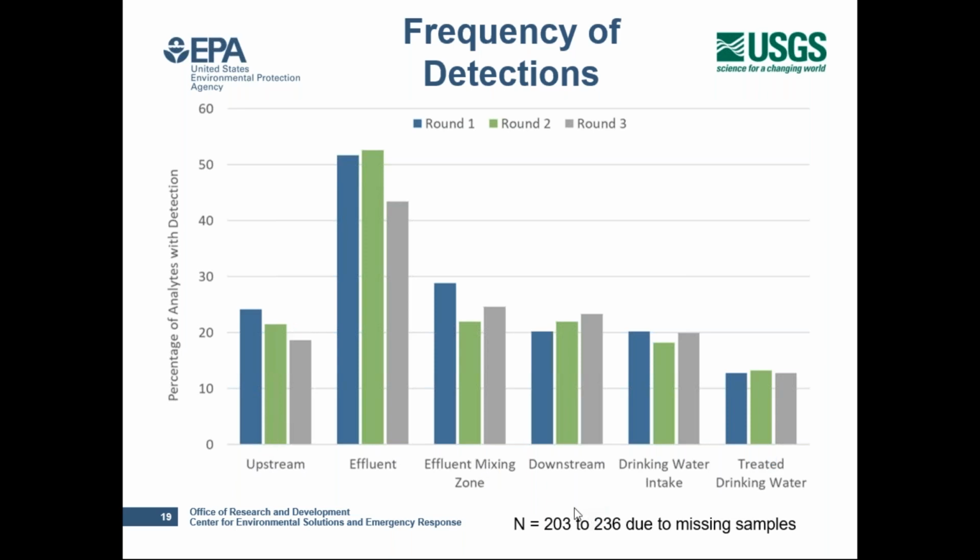And we had some issues both with transport and sampling. So the y-axis is not the number of samples, it's the percentage of the analytes with detections based on a given round. So for the second round, we only had 203 different compounds. But you can see an expected trend. We have an increase in the number of compounds in the effluent samples, and then as we go downstream, a decrease, and then from treatment, you get a further decrease. So that was good to see what you expect.